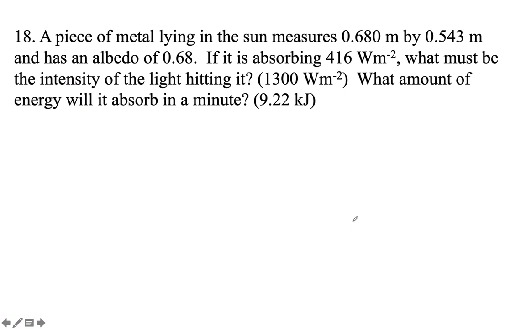A piece of metal lying in the sun measures point. Okay, so what we're going to do is you're going to use intensity as power over area, right? We're also going to say that the area is just length times width. I always assume it's got to be, it's not a rhomboid piece of metal, right? Those are so rare, you know.